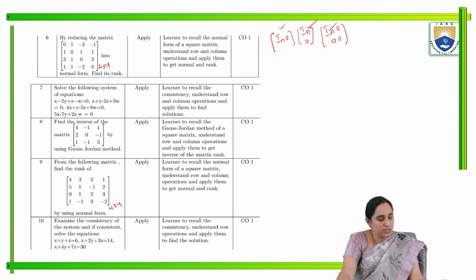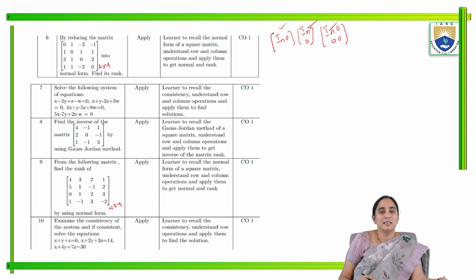Okay, next question, the 10th one. Examine the consistency of the system and if consistent, solve the equations. Already we discussed from the 7th question. Here, first of all, we have to verify whether it is consistent or inconsistent. Here, the given equations are non-homogeneous equations. For that, we have to verify whether it is consistent or inconsistent, and after that, find the unknown values of x, y, z. This is the 10th question.